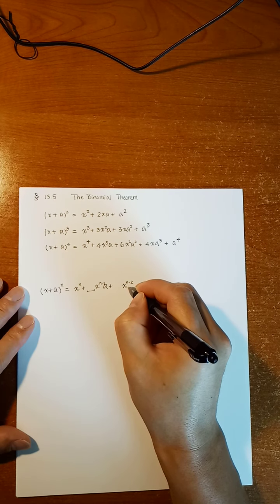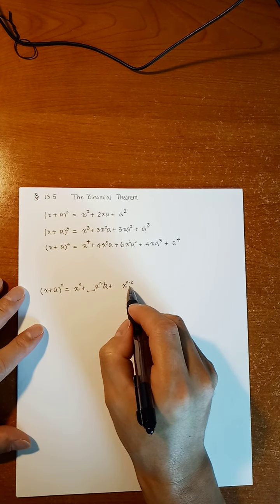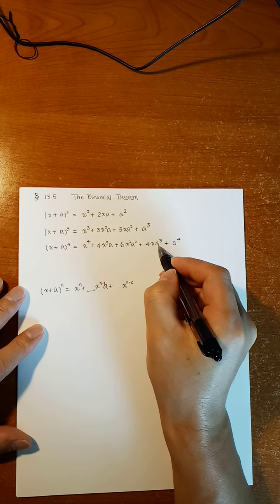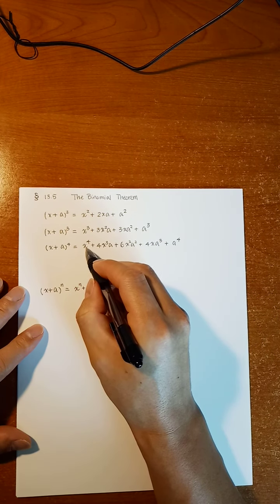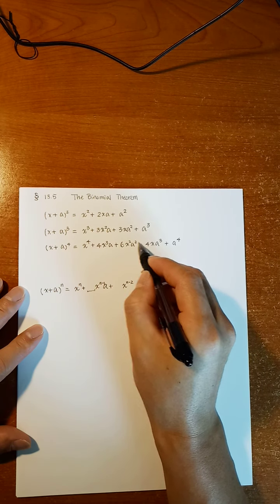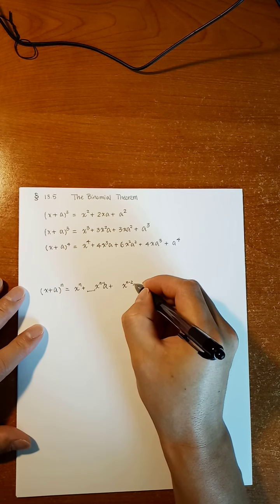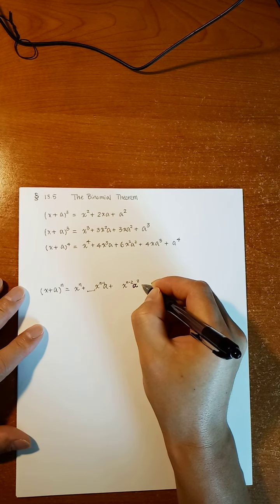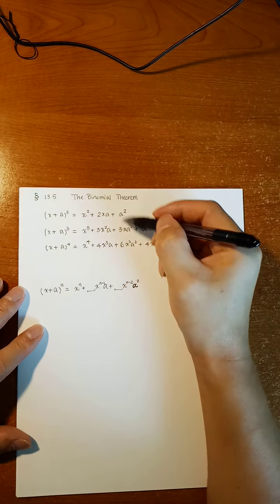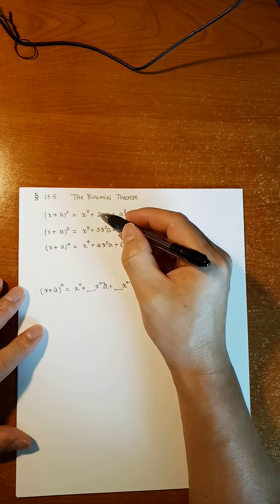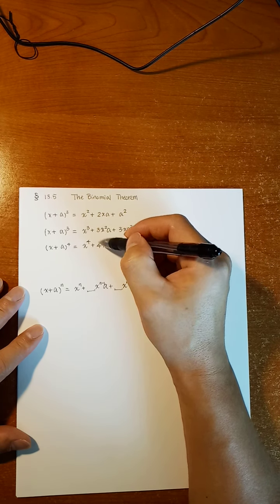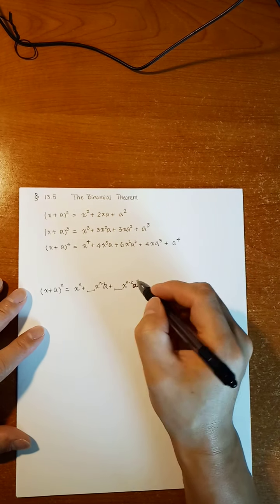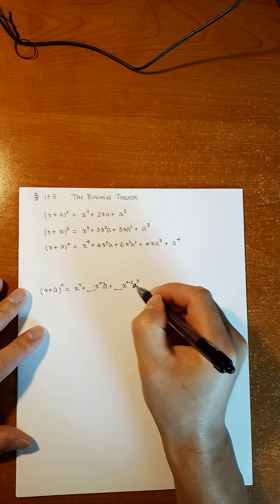The power of x decreases, and the power of a increases. So here there's no a. 1, 2, 3, 4. So this is supposed to be a squared. And again, this time it's not that clear, right? Here you can say, okay, we have 2, 3, 4 as is, but this part is not that clear. So we do need a formula. So I leave it here.